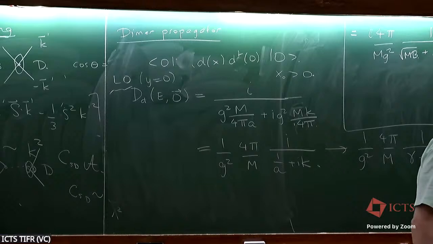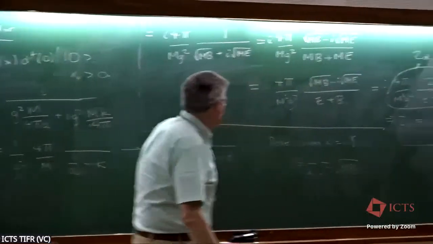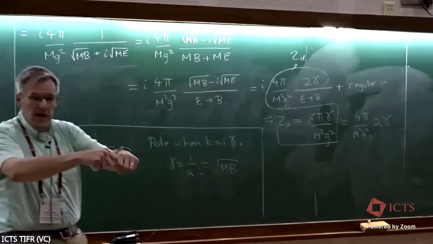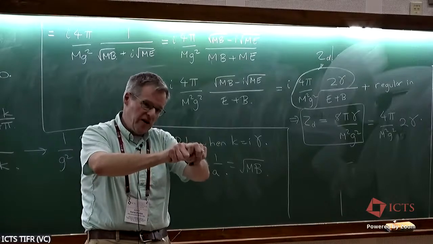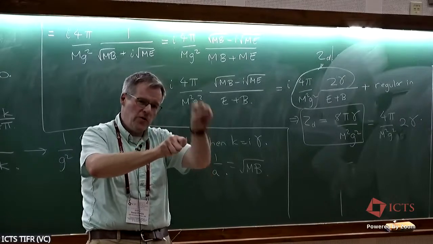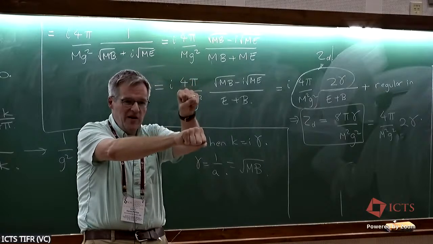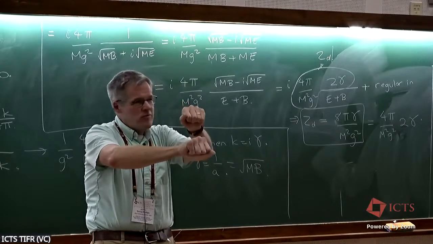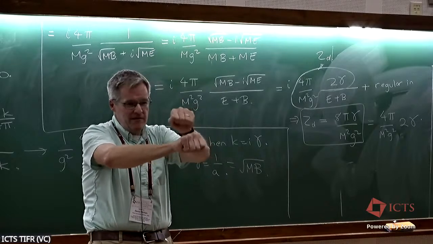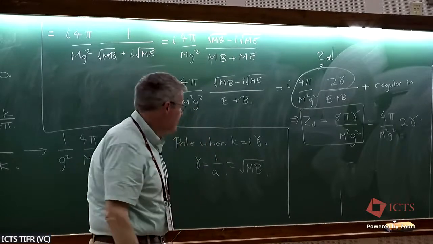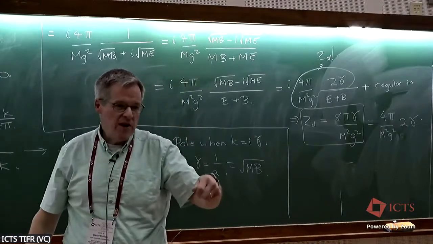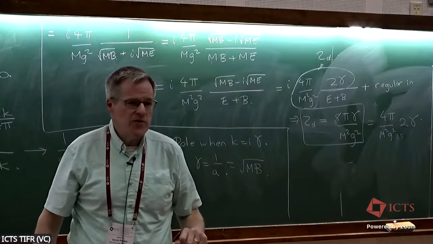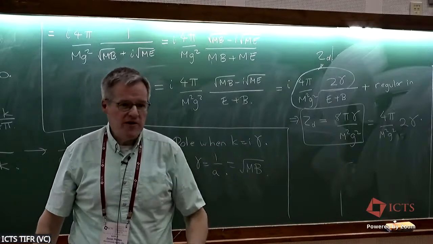So I identified this as ZD. I want to think about the behavior of the propagator near the bound state pole. So I want to do a Laurent expansion, and I'm going to argue that near the bound state pole, it looks like ZD divided by E plus B. For a non-relativistic particle in its center of mass frame, that's the form of the pole. The pole is in the energy. So this is the analog of writing your relativistic propagator as Z over P squared minus M squared after you do mass renormalization.